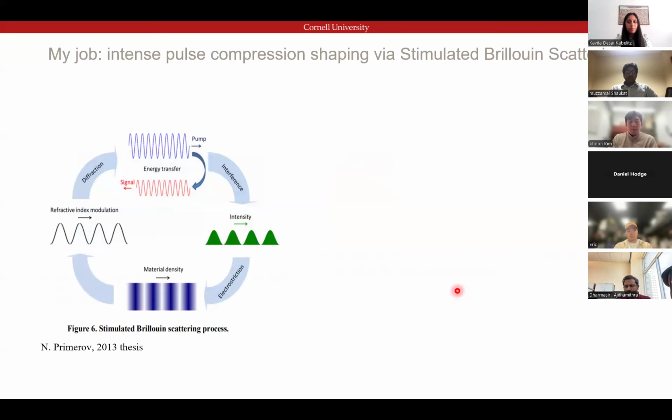So just for people who don't know what stimulated Brillouin scattering is, like me a few months ago. You have a counter-propagating pump and a signal, and people learned about beat waves at some point in their undergrad. So these two counter-propagating electromagnetic waves will cause an intensity grating by beat wave, and then due to electrostriction, there will be a material density modulation which then becomes a refractive index modulation. That makes the energy transfer from the pump to signal possible.